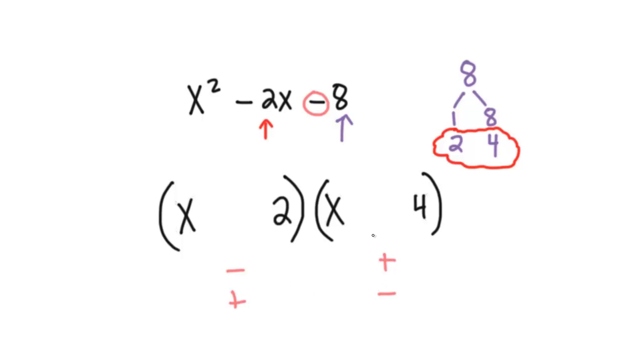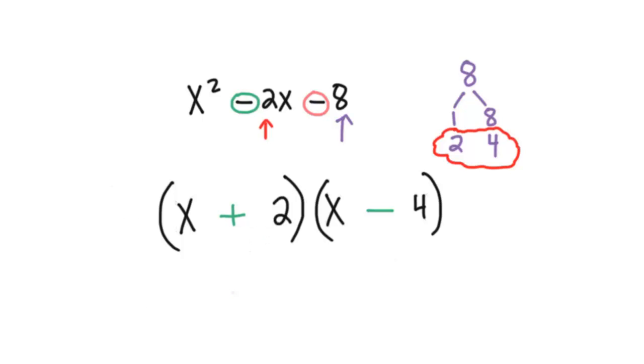To determine which set it is, we look at the middle term here, which is the negative 2x. So we'll take the sign, which is the negative. Again, just like before, the bigger number takes on that sign. So between the 2 and the 4, the 4 is bigger than the 2. So the 4 will take on the negative sign. But if that's the case, then the 2 will take the plus sign.